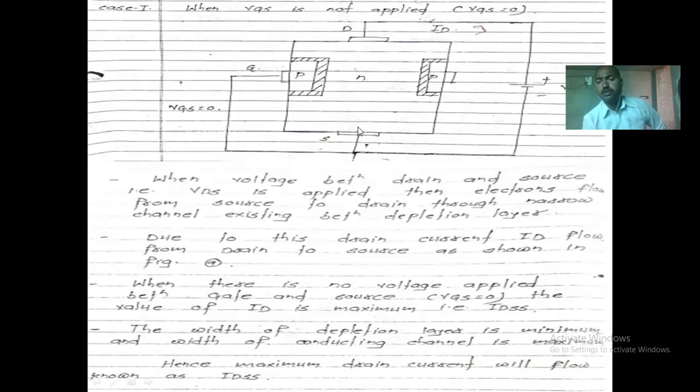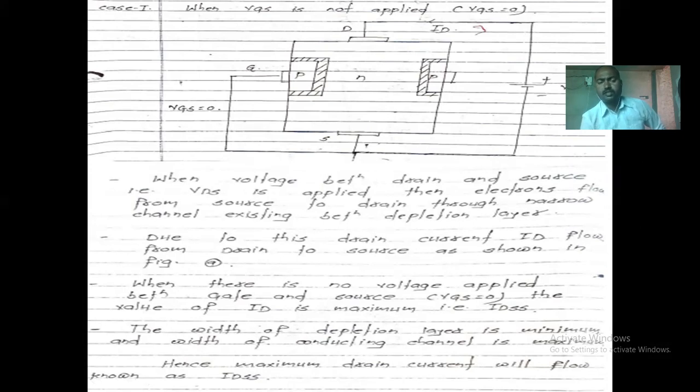In this case the majority charge carriers, electrons, travel from the source to the drain because we are applying the negative voltage to the N. So drain current flows through the device. This happens when we apply VGS equal to 0. This is the behavior of the JFET.